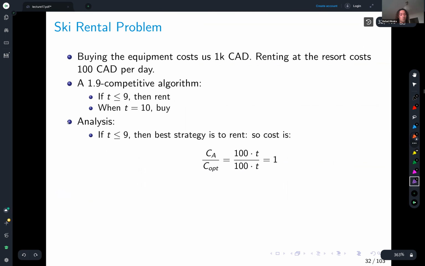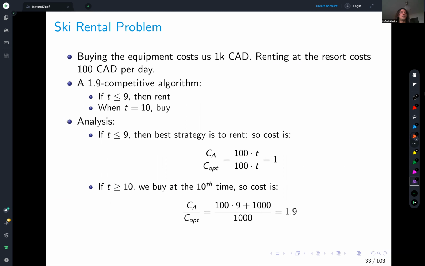So if T is less than or equal to 9, we're going skiing at most 9 times. Then the optimal strategy, the one that could already see into the future and say, Rafael, you're only going skiing at most 9 times, the best strategy is just to rent. So in this case, our cost CA over COPT is 1, right? But remember, the competitive analysis is a worst case analysis, so this is only for certain types of input.